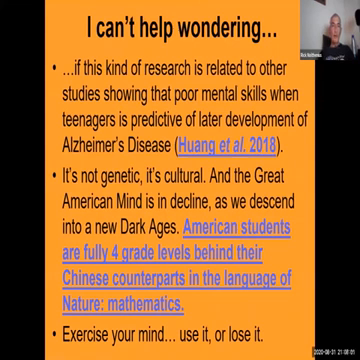I can't help wondering if this kind of research is related to other studies showing that poor mental skills in teenagers is predictive of later development of Alzheimer's. Now, that may be genetic in some cases, but it's definitely cultural in a lot of cases. The great American mind is in decline as we descend into a new dark ages. American students are fully 4 grade levels behind their Chinese counterparts in the language of nature, mathematics.